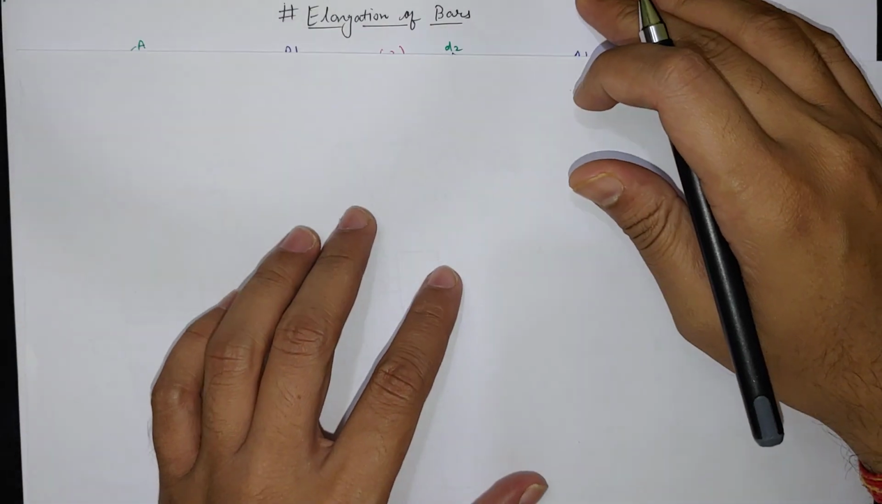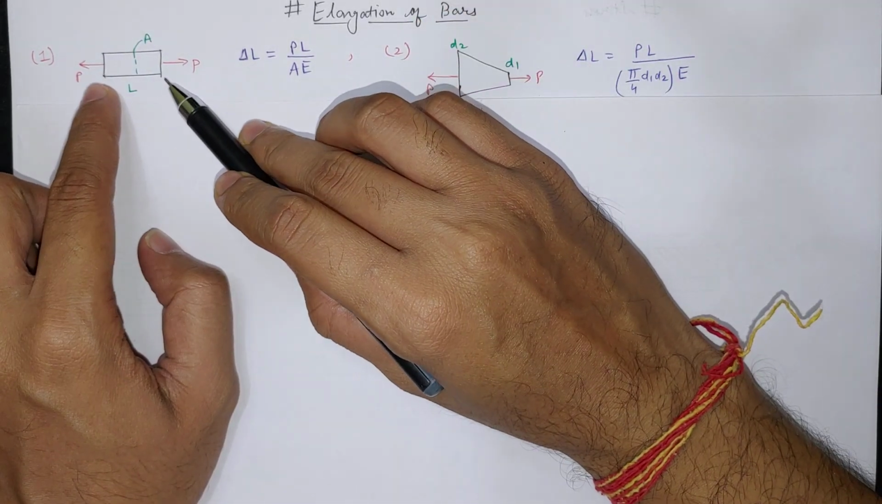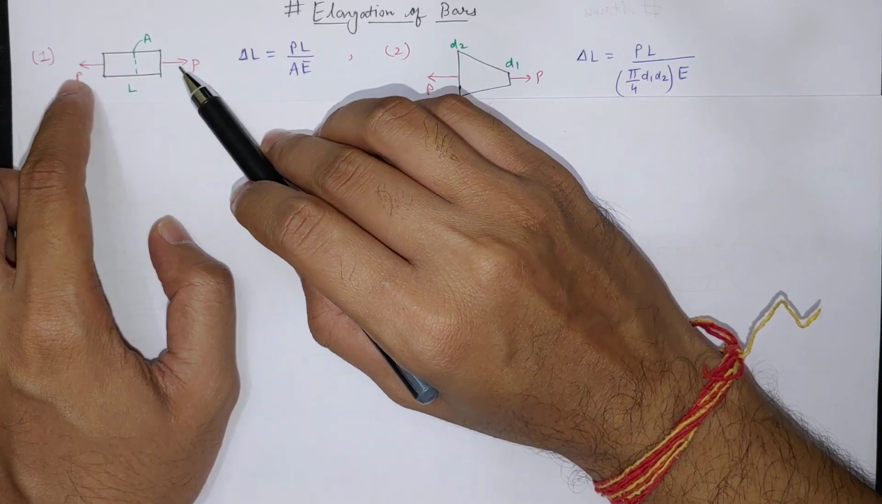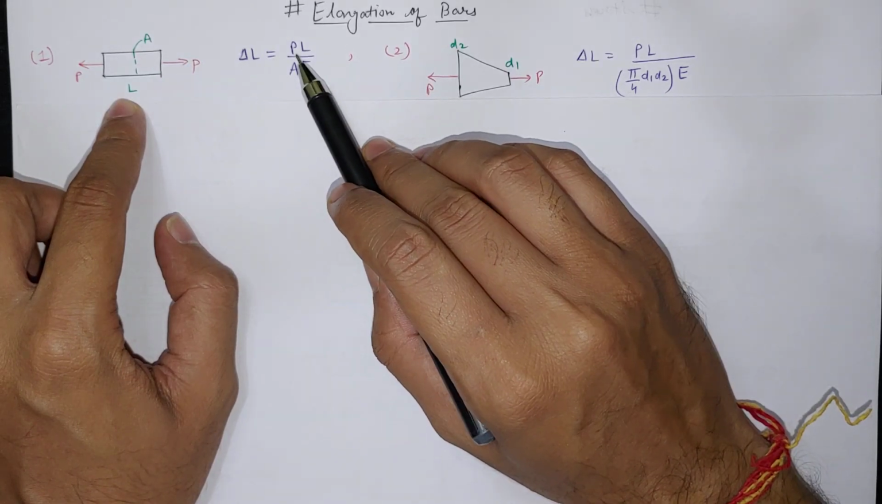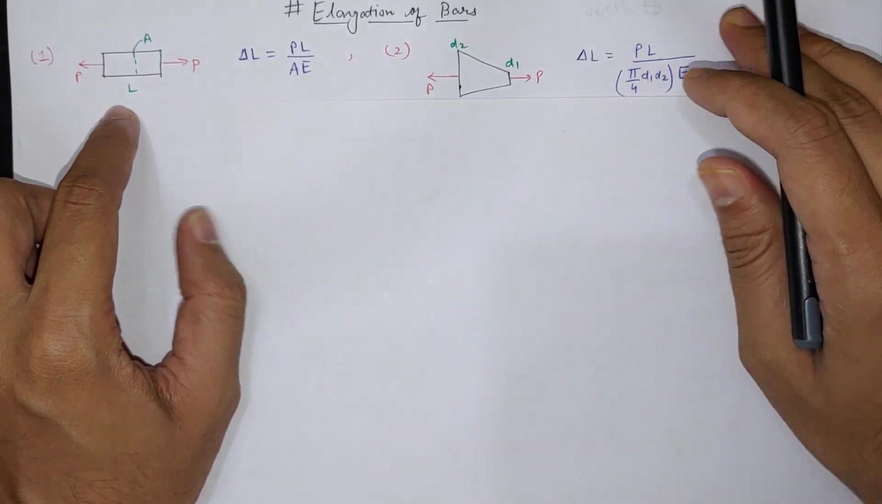In this video, we will see elongation of bars. The first case is very simple, where there is a bar having cross-sectional area A and length L. We are applying load P at both the ends, so there will be stress generated, and the change in length delta L will be equal to PL by AE. The stress will be P divided by A.